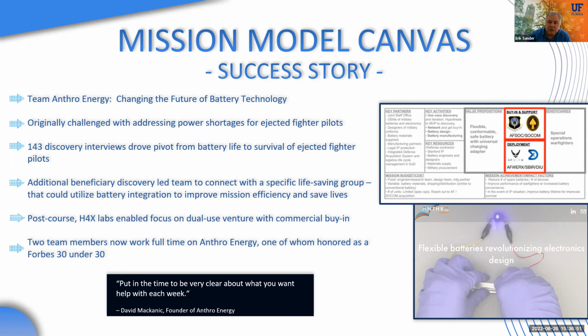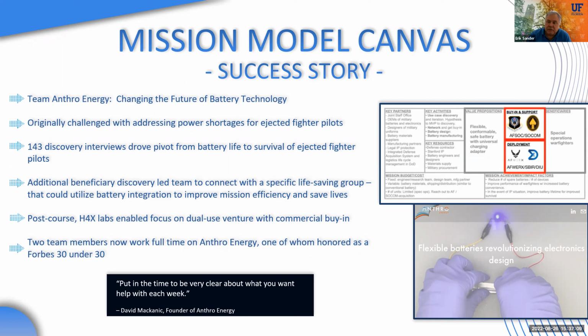A couple of team members now work full-time at Anthro Energy, and one of them was honored as a Forbes 30 under 30 honoree. So this is just an example of the kind of power that you can bring to this, but also an example that examine the problem you're given.